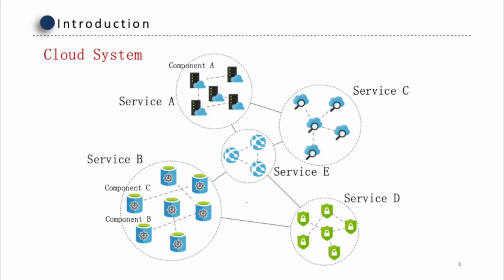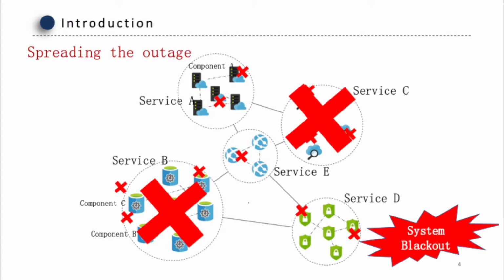So, as mentioned before, the cloud system is likely to meet some problems. As in the figure above, if one component in Service B has an incident, then other components in Service B are likely to be affected and meet problems as well. Meanwhile, some related services will have outages as well.